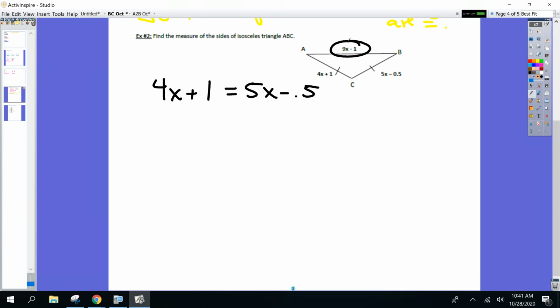Another common response I get is 9x minus 1 plus 5x minus 0.5 plus 4x plus 1 equals 180. Guys, what's the 180 for? That's for the angles adding up to 180, not the sides. So don't get in this mindset because I gave you all three side lengths that you have to use all three in the equation. That's not the case here. I only needed to set the two congruent sides equal to each other. So go ahead, play around. I'll ask somebody for what you got for x here.